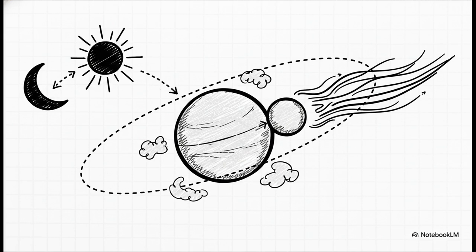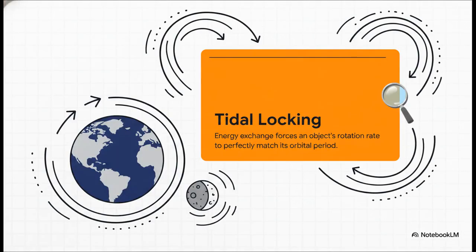Space is messy. And if you let these gravitational interactions play out over millions of years, they lead to something absolutely fascinating called tidal locking. This is a state where the constant energy exchange literally forces an object's rotation to perfectly synchronize with its orbit. This is exactly why we only ever see one side of our own moon from Earth. It is completely tidally locked to us.